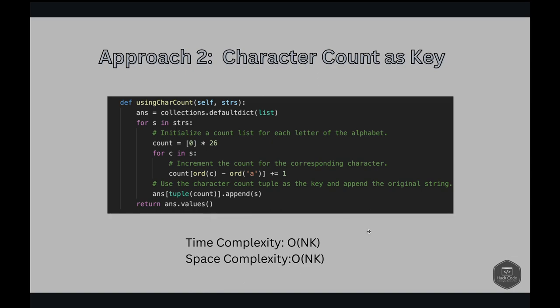The space complexity here is O of nk. This is required to store the result. Even though the key in the hash map is a fixed size of 26, the total space needed to store the output depends on the input, right? Because we have to store all the input strings, that's why it's O of nk.